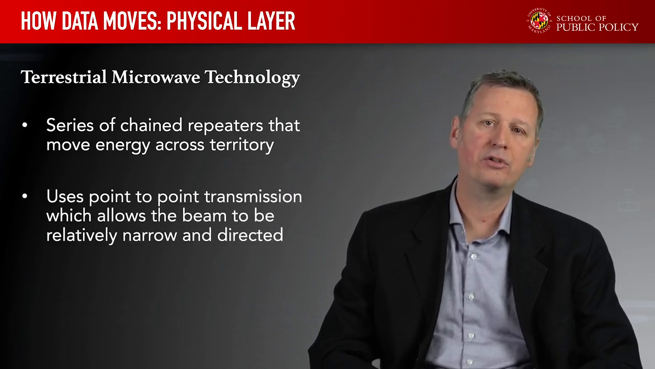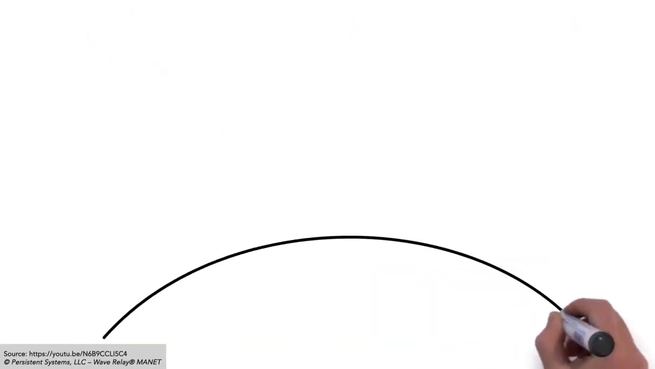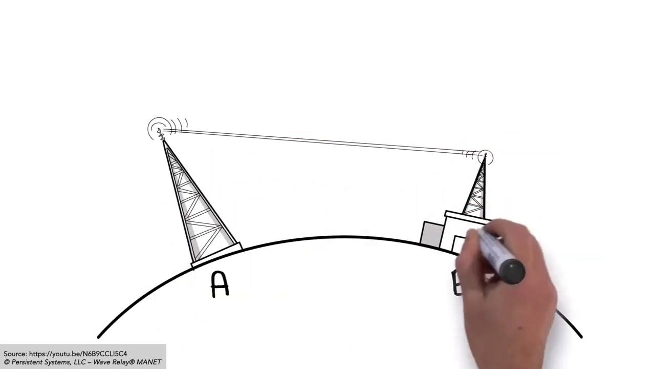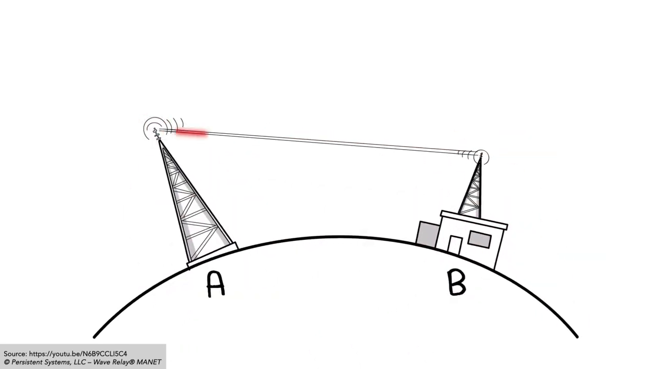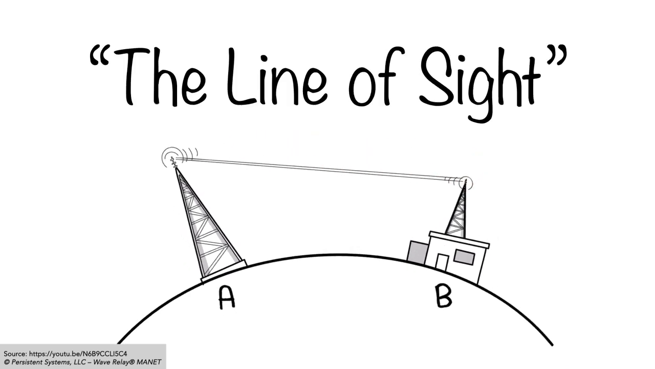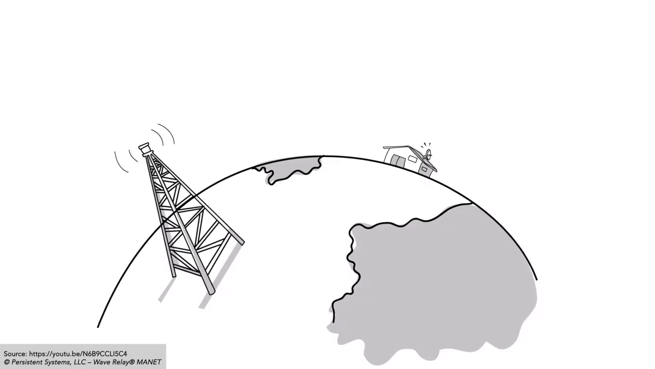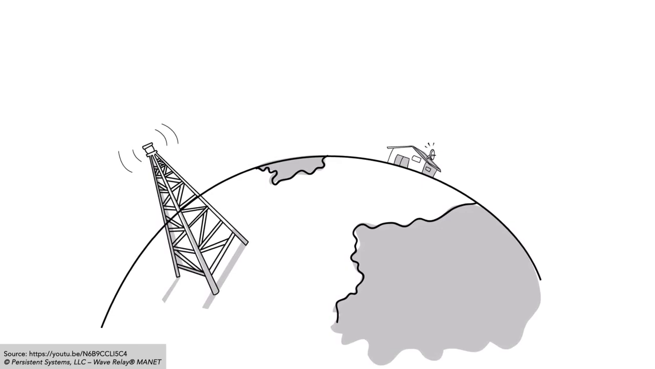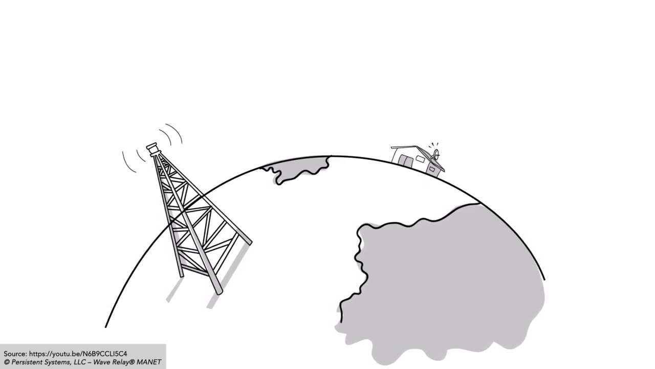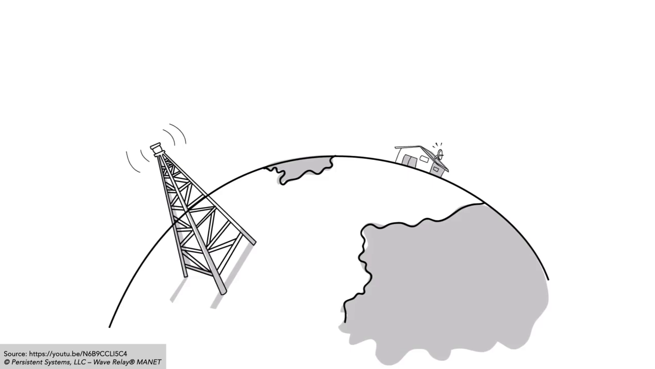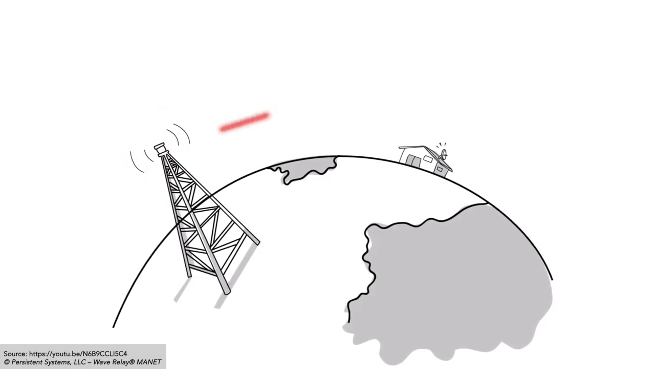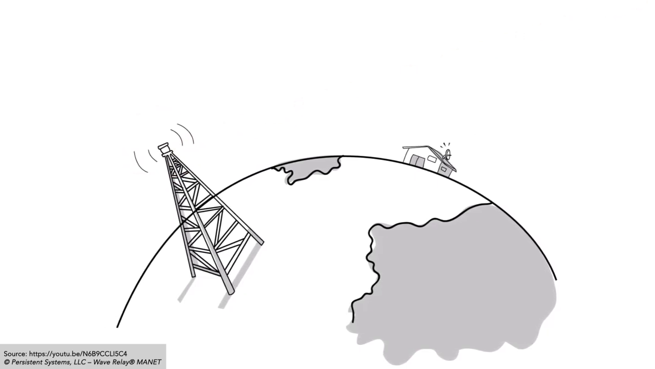The key for terrestrial microwave is that it uses what's called point-to-point technology, meaning that the beam that is transmitted goes from one point of the Earth directly to another point of the Earth. And it has to be what we call in the line of sight. There's some challenges with that because, as we know, the Earth is round. If those two repeaters are not close enough together, then the curvature of the Earth will cause that beam of energy to shoot out into outer space.